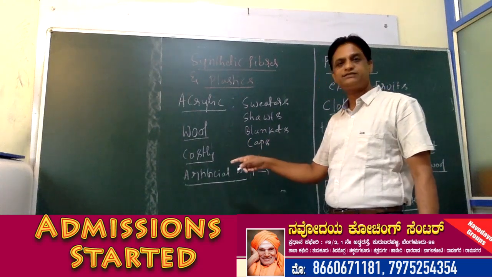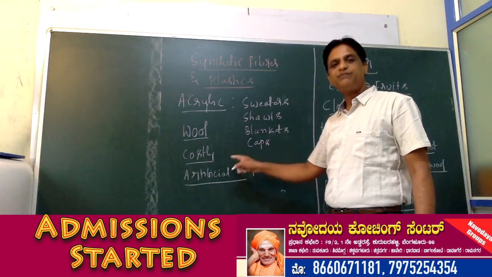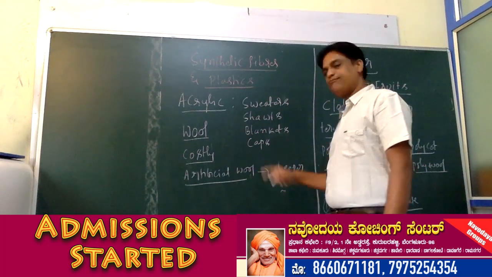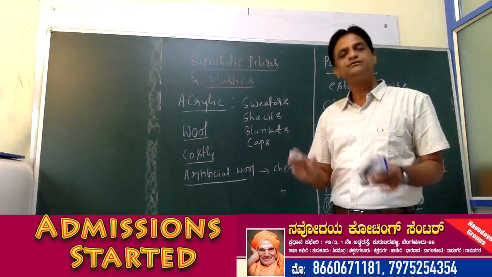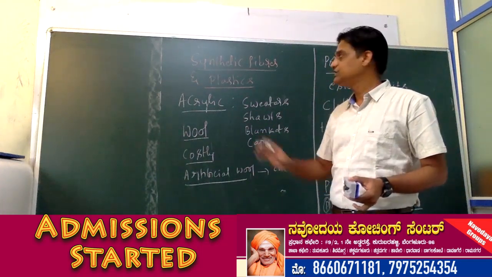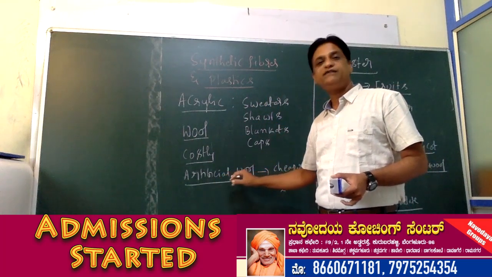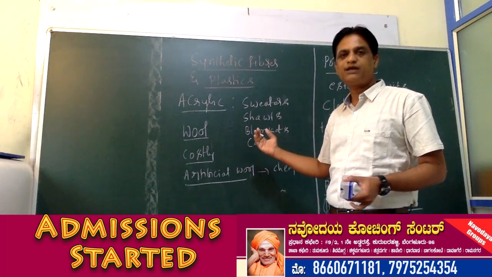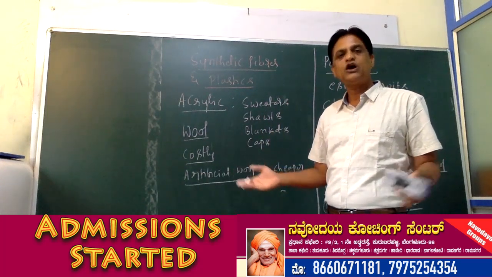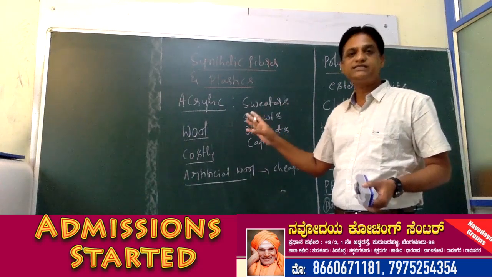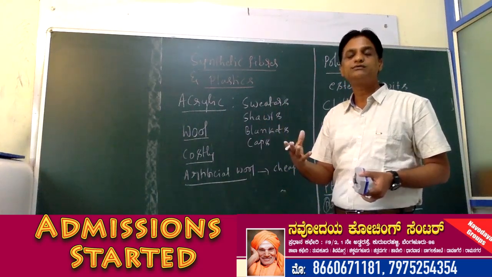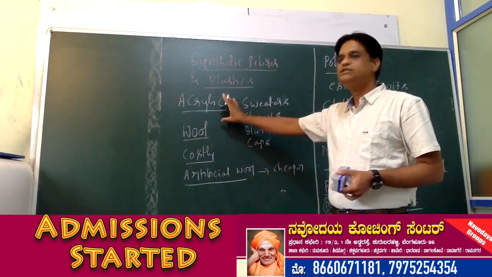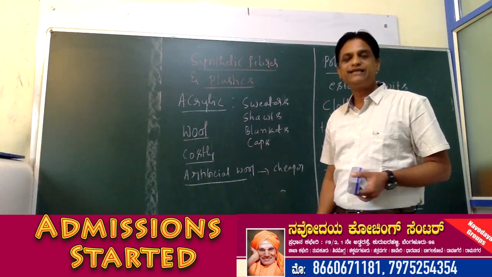But what is the difference? Materials which are prepared from acrylic are cheaper compared to natural woolen materials. Okay, so acrylic is an artificial woolen fabric which is used to prepare a number of materials normally used in winter season, for reducing cold, for preventing cold. So this is one more important synthetic fiber.